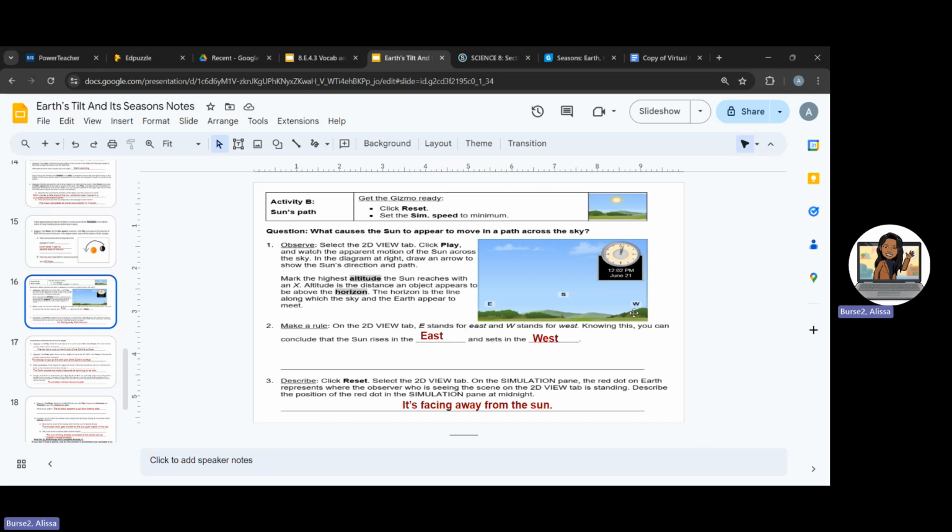So looking at this, again, y'all, my E stands for east. So I've got my east to my west. So my sun is going to rise from the east to the west. When in number 3, it says describe the position of the red dot once you start the tab, and it's telling you exactly how to set your tabs, which I just went through. But when we're at midnight, that means it's facing away from the sun. That means it's dark, period.